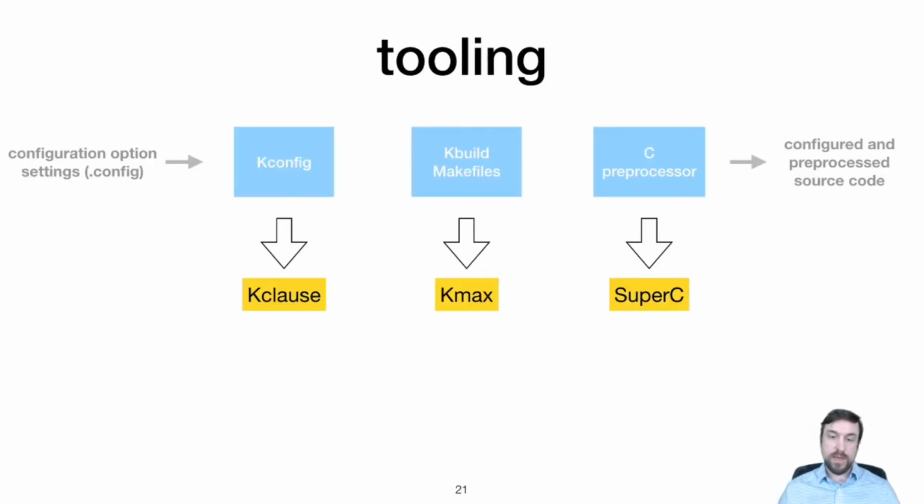So there are three main tools that we work on for each of these three phases of the build process. For Kconfig, we have the Kclause tool, which can generate Boolean constraints from the Kconfig language. We have Kmax, which can do static analysis of makefiles to get Boolean constraints for each of the C files that it builds. And we have SuperC, which can get the preprocessor constraints. I'm just going to briefly go over each of these very quickly.